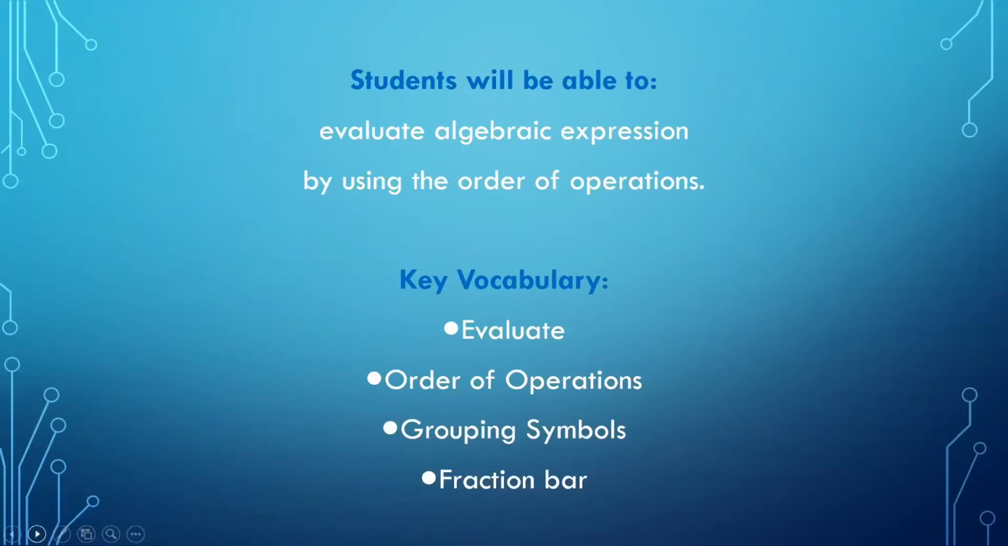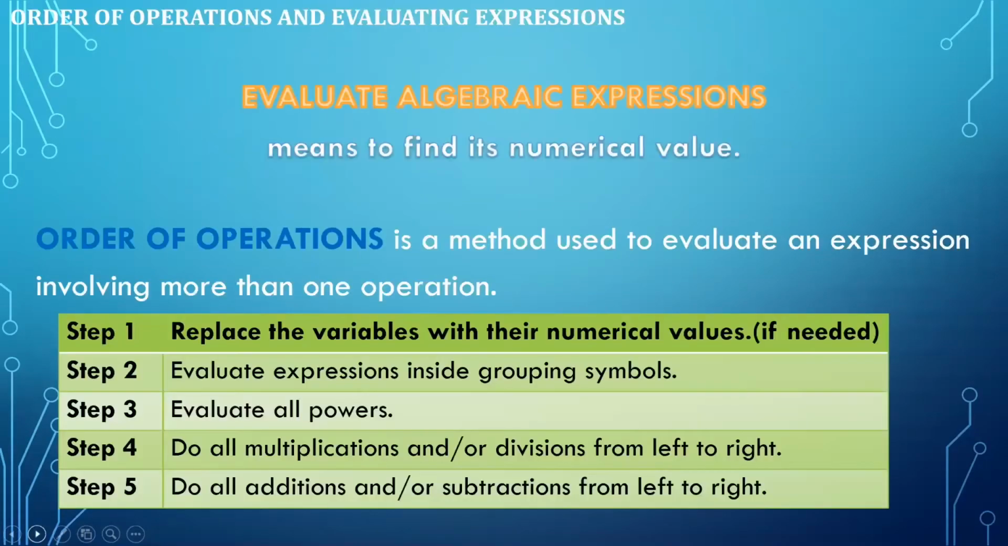Evaluate, order of operations, which you all call PEMDAS, grouping symbols, and a fraction bar. So when we evaluate an expression, it means we find its numerical value. So we get an actual number for what it's worth. We use order of operations to do this. Order of operations is kind of like the golden rule.